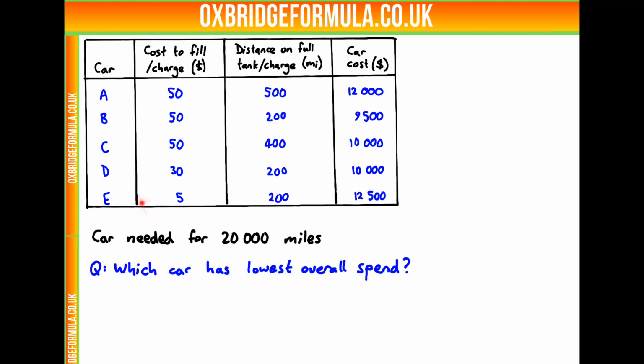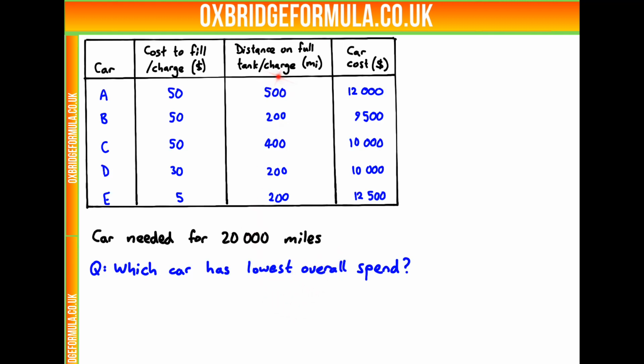So if someone needs this car to travel 20,000 miles during its lifetime, then which of these 5 options would have the lowest overall spend for this particular person? So we can see that we need to take into account the cost of the car and the cost of travelling these 20,000 miles. So let's start by working out this that we don't know yet. How can we do that?